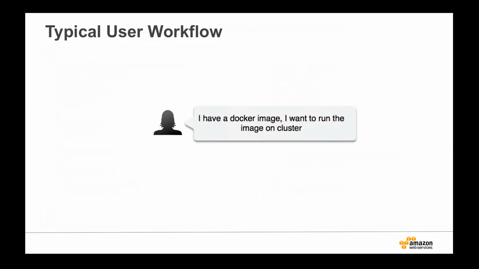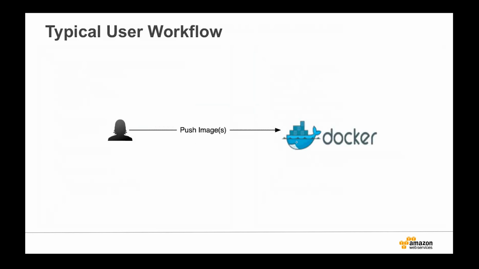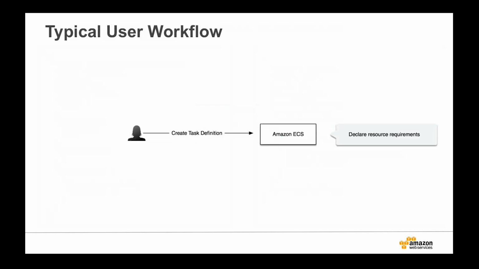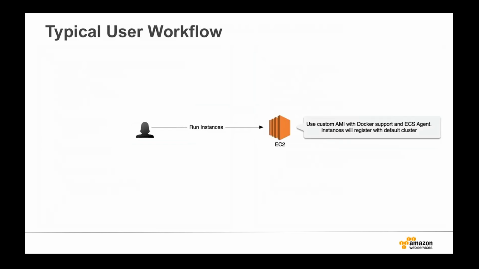So here's a typical workflow that a user might use. There are others as well, but this is not uncommon. You may have a Docker image, and you may want to run that image on a cluster. So you push that image to a Docker repository. In this case, we've pushed it to Docker Hub. You then want to create a task definition and register it against the service. The task definition essentially declares your resource requirements. You want to launch a cluster of EC2 instances with our agent and check them into a cluster. In this case, we've just decided to check them into a default cluster, which everyone has access to.